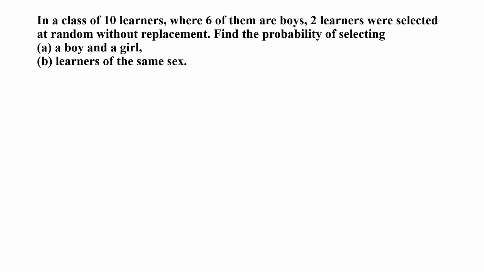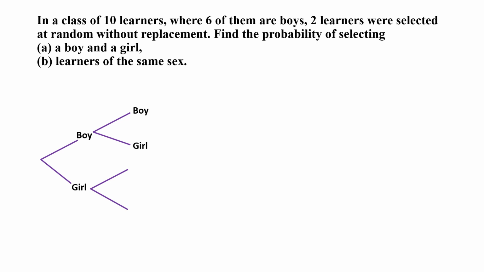So our tree diagram will be having 2 branches like this one, where there are 2 possibilities: the probability of selecting a boy or the probability of selecting a girl. Then, after that, we still have the possibility we are picking 2 learners in this case. There is a possibility of picking a boy after a boy. There is also a possibility of picking a girl after a boy.